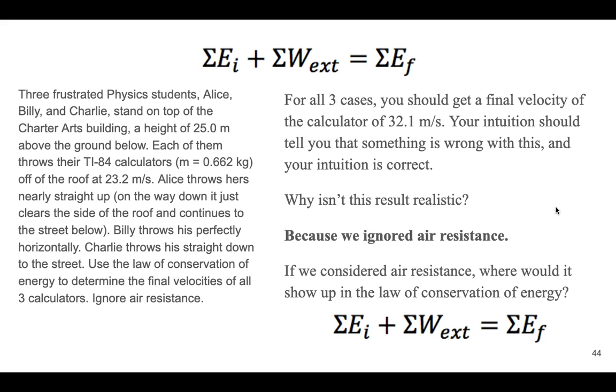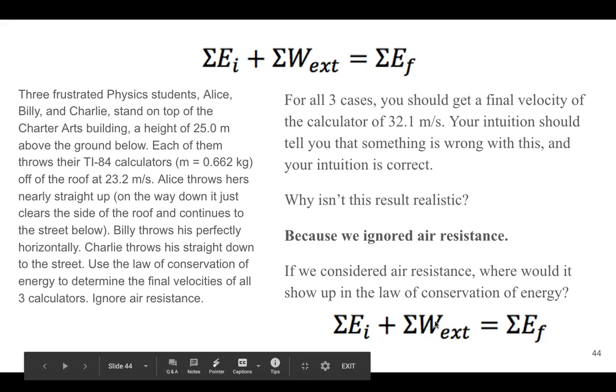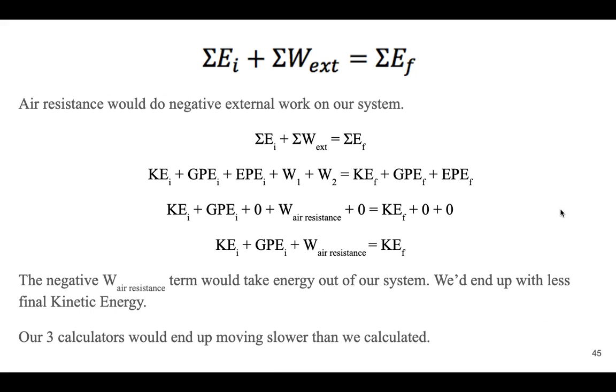So the question is, if we were to consider air resistance, where would that term show up in the law of conservation of energy? It would show up right here. That would be external work. This wouldn't be 0 this time. Instead, we'd have to deal with this term, and you would get this down here. So this would be a negative term.